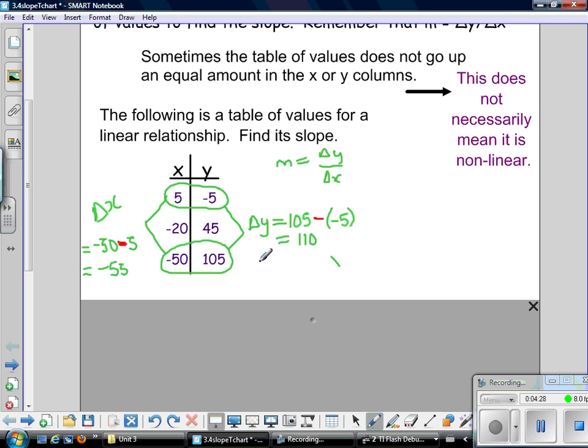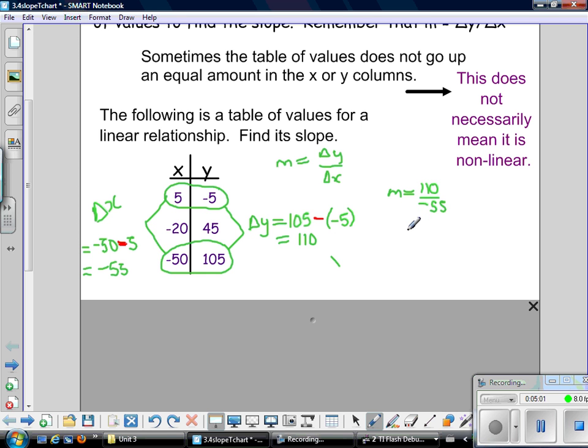Everything you see in green here is what I would expect to see on a test. So my slope is going to equal delta y, so 110, over negative 55. Now you should recognize that that is not in lowest terms, because both numbers end with a 0 or a 5, so I know at least 5 goes into them.